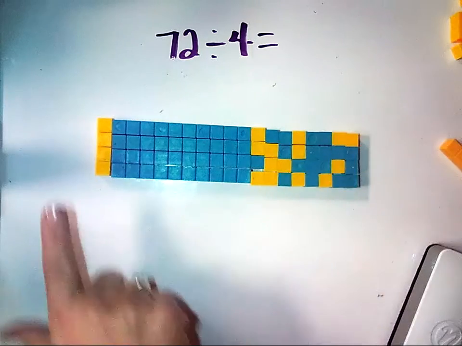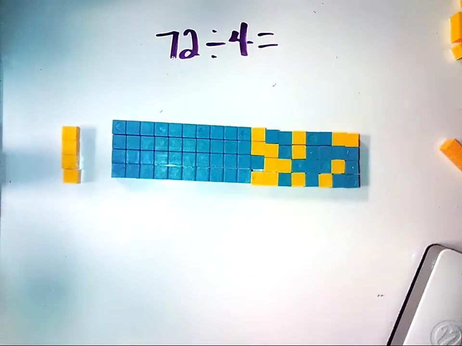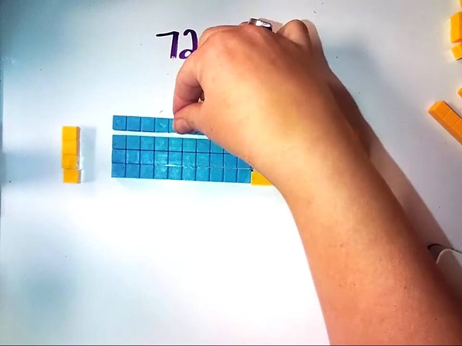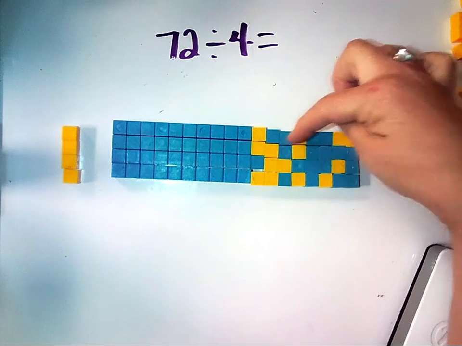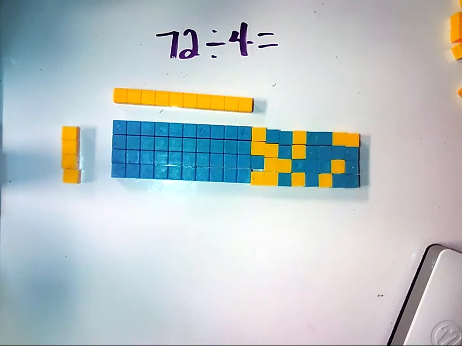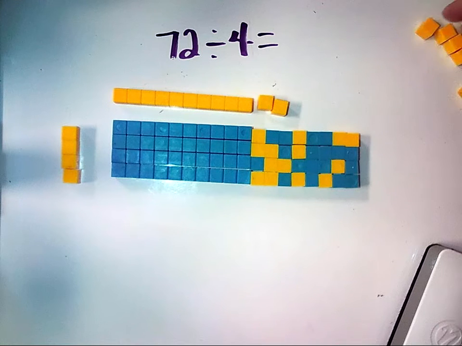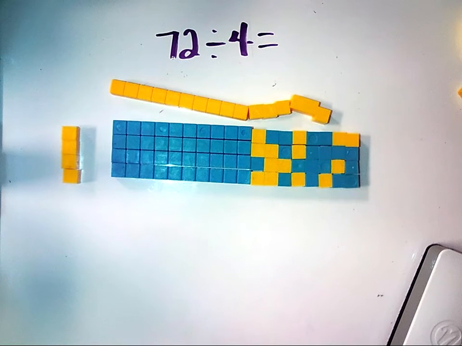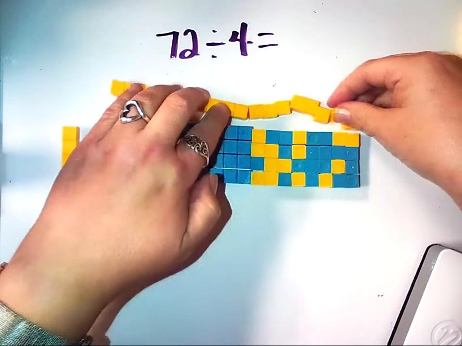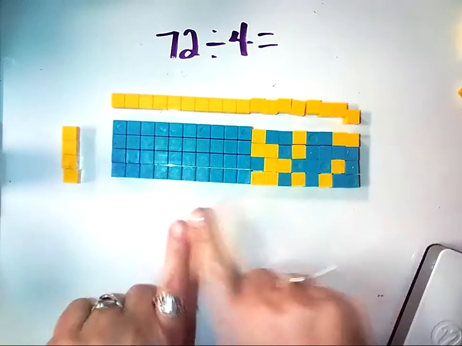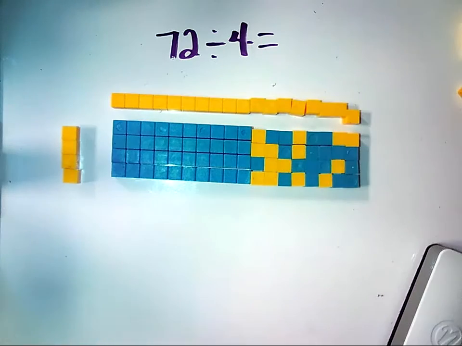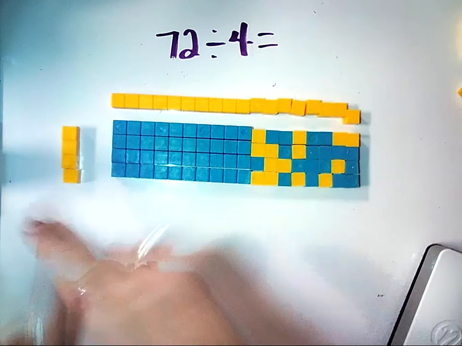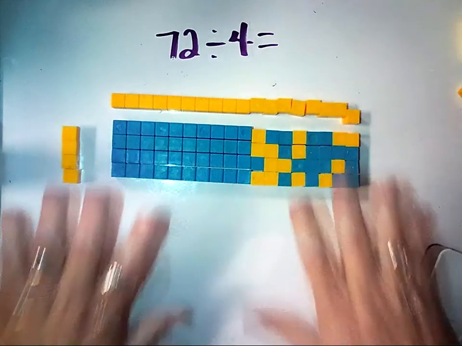So this is 72 divided by 4, and then we simply figure out our answer by counting this side up. So we've got 10, 11, 12, 13, 14, 15, 16, 17, 18. So if we put 18 there, just like we did with our multiplication, we would see the factors. So this is 72 divided by 4 equals 18. Dividend, divisor, quotient.